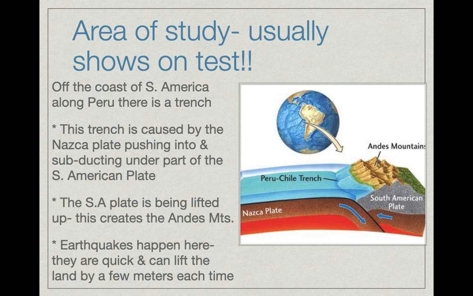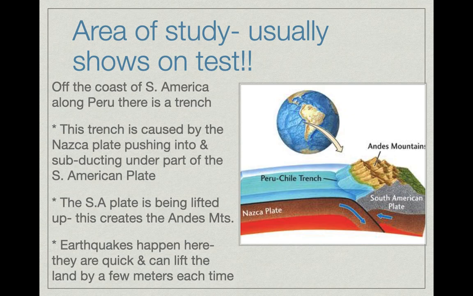And then on these guys, we're just going to kind of talk about them so you know where they're at. If you look at your map that was on that one that we colored, and you find the Nazca plate and the South America plate, you can see where these two plates interact. This is one that they like to ask questions about on tests. So the trench that's off of the Andes Mountains, it is the Peru-Chile Trench. It's also the Chilean mountain range too, because it goes up into Chile.